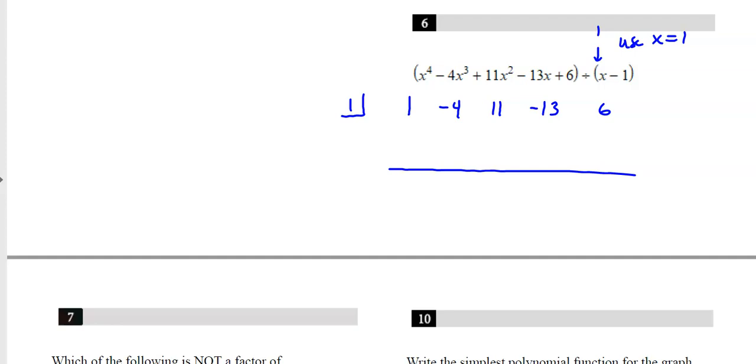And then here's how the game is played. You're going to bring the 1 down. And then we go 1 times 1 is 1. Add them up. 1 times a negative 3 is a negative 3.